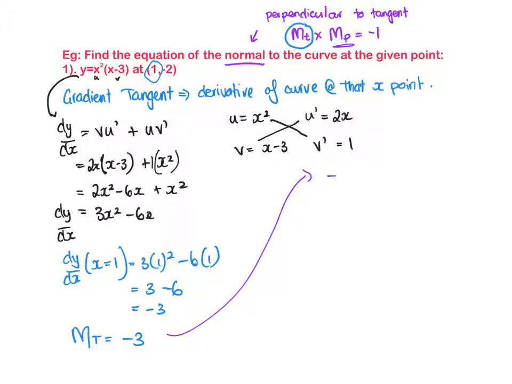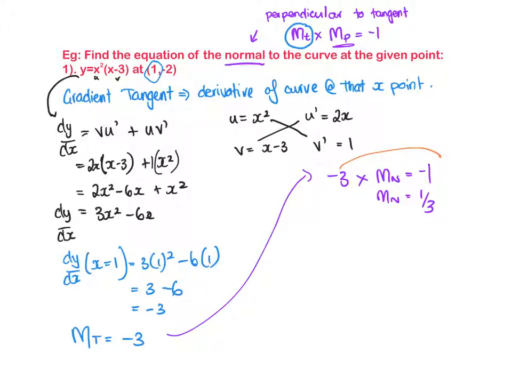So I'm going to go -3 times, do you want me to call it n or p, whichever, the normal, should equal -1. So what is it? If I rearrange that, that will be positive 1/3. Is that true? You bring that over, it'll divide, and a negative divided by a negative will be a positive.